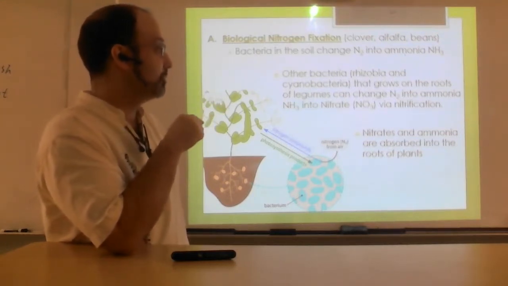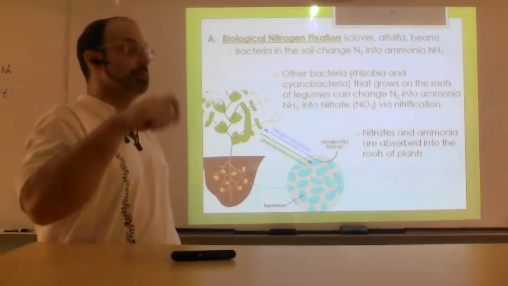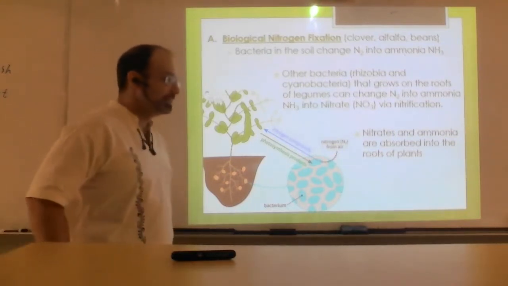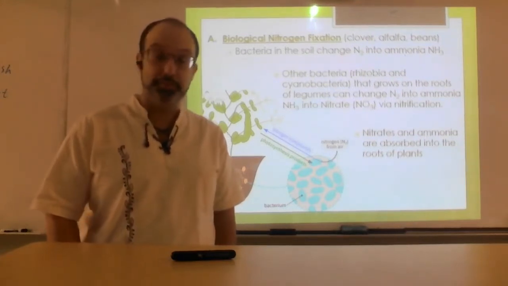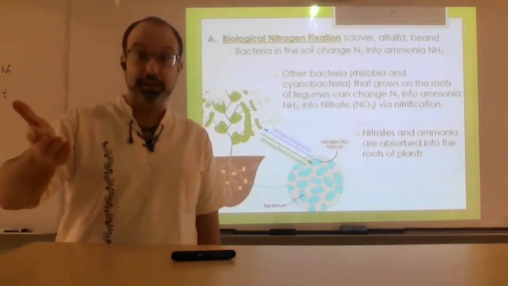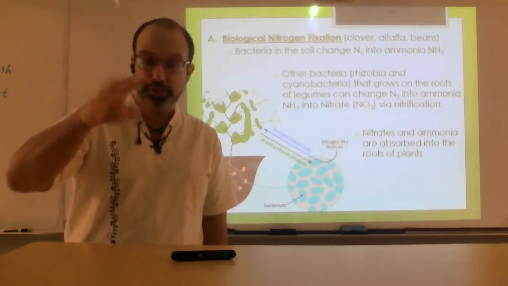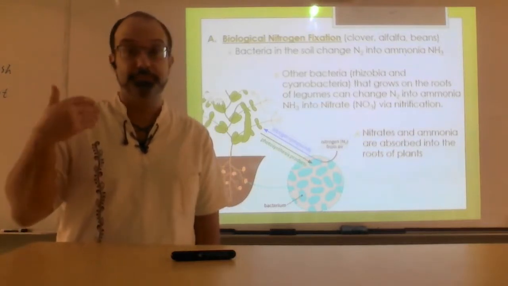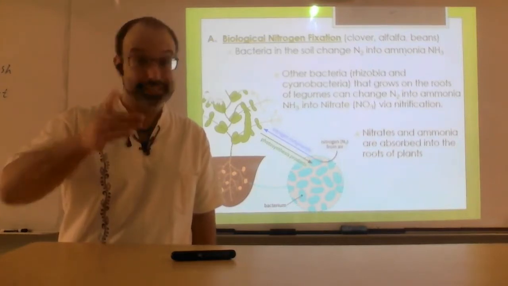Other bacteria that grow in the roots of certain plants can change the nitrogen to ammonia or into NO3, nitrate, through nitrification. So basically there are a couple different steps, but the first one is the nitrogen in the air, we can't do anything with it, but there are some types of bacteria that can. So that bacteria ends up absorbing the nitrogen from the air, turns it into ammonia, basically pees it out. Other bacteria then pick that up and turn it into nitrates. The plants need those nitrates.